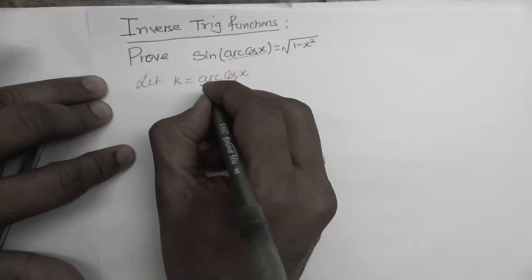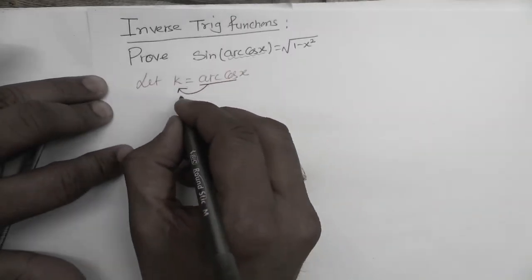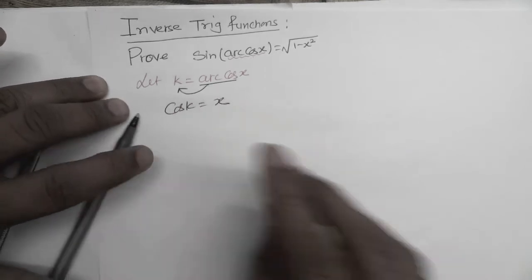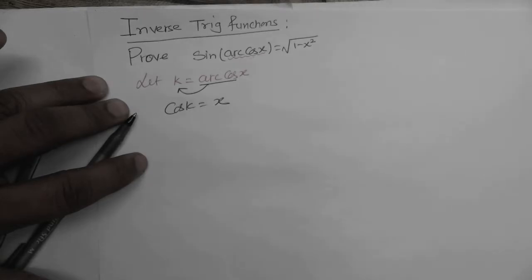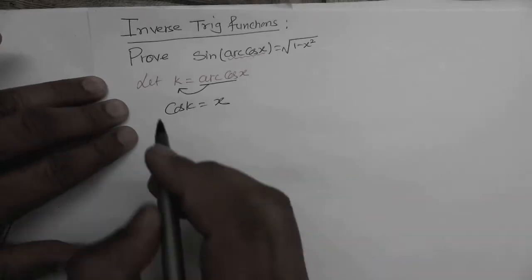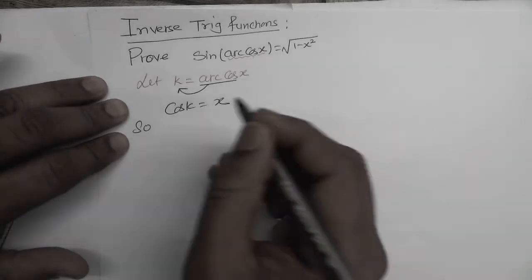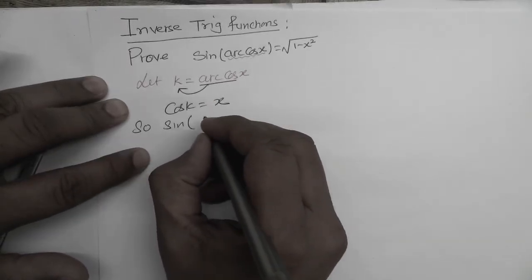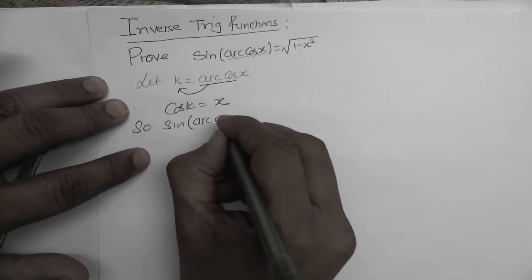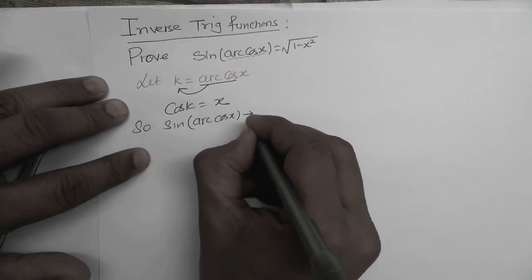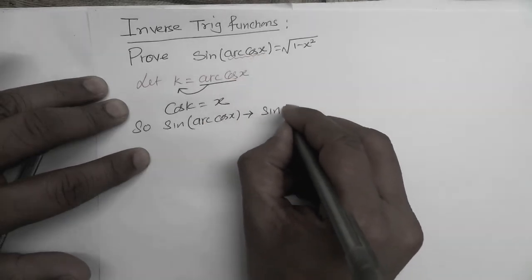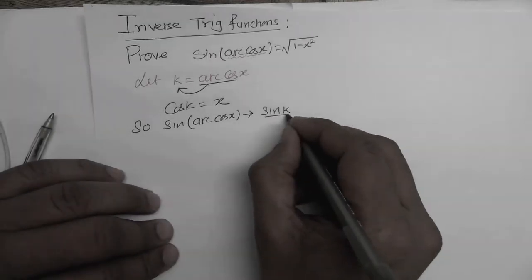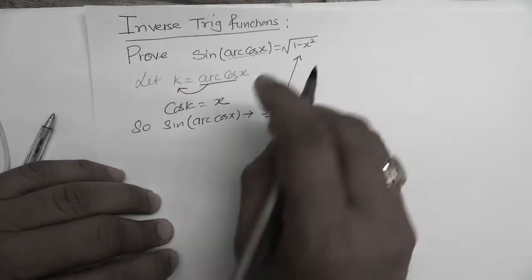So if I take it to the other side, what happens? This gives you cos k is equal to x. So sine of arc cos x becomes sine k. Right, so now we're going to be proving that sine k is equal to this. So that's the target.